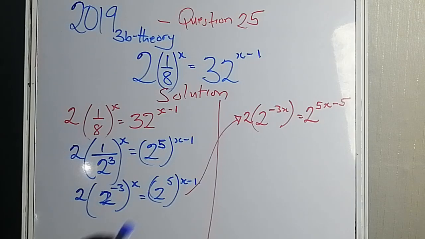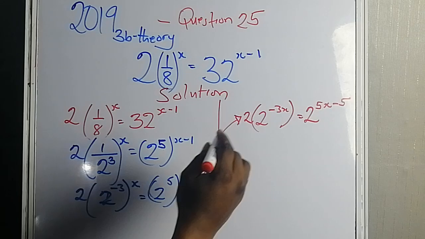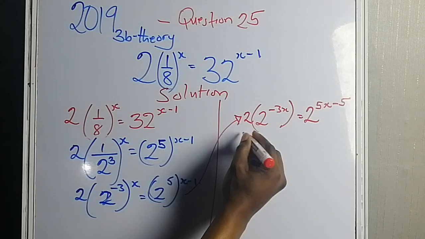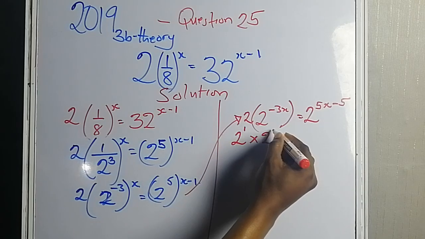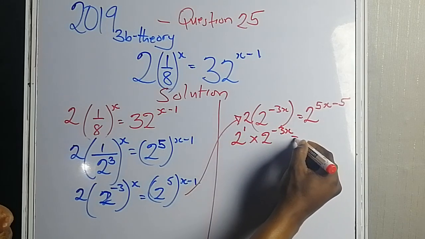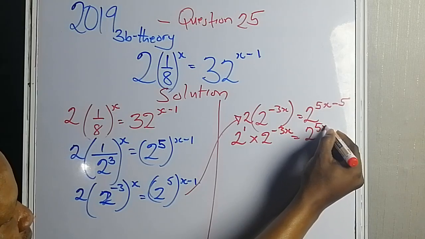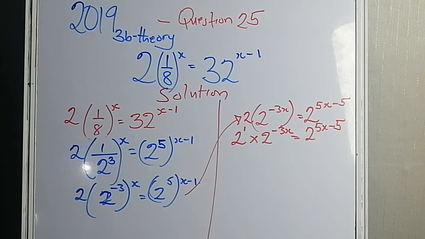Use 5 to multiply both sides. That's 5 times x, 5x, 5 times 1, 5, and you still have minus. So then look at this very well. This is the same thing as multiplication. This is the same thing as saying 2 raised to power 1 times 2 raised to power minus 3x equals 2 raised to power 5x minus 5. It's as simple as that.